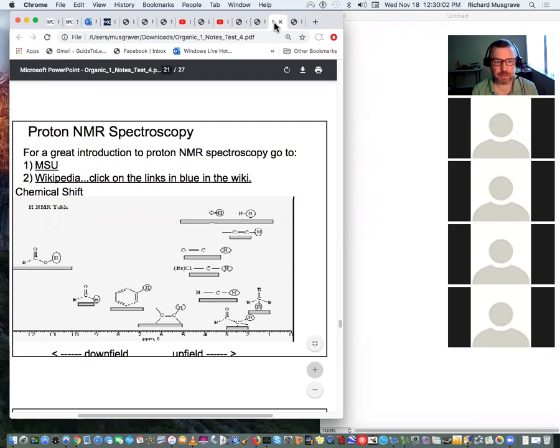It's 12:30. We'll get started here. So today our focus will be on proton NMR spectroscopy. I do appreciate you coming today. And first of all, I wanted to introduce you to the concept of chemical shift.